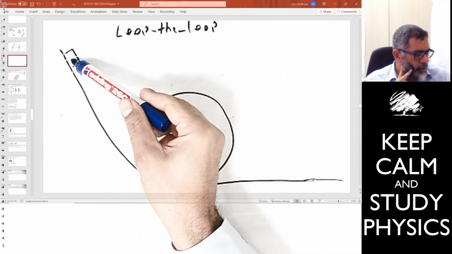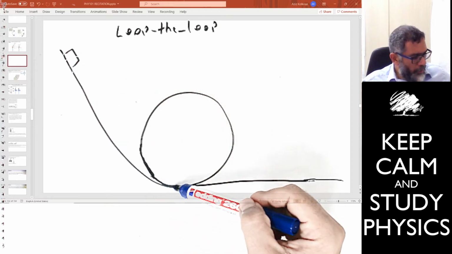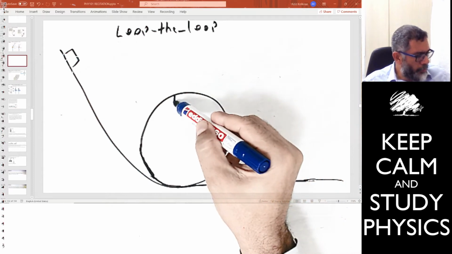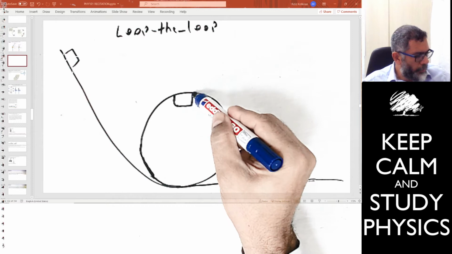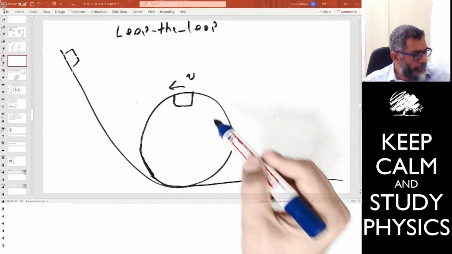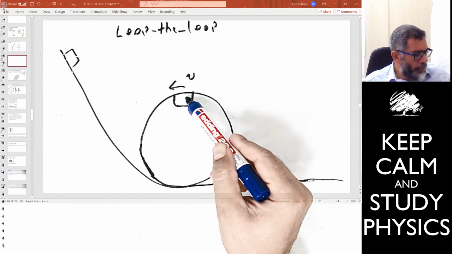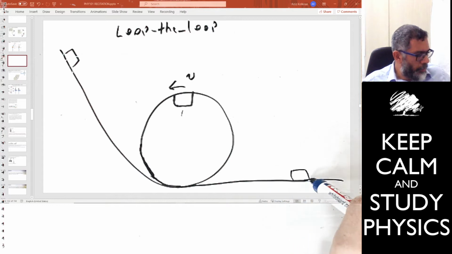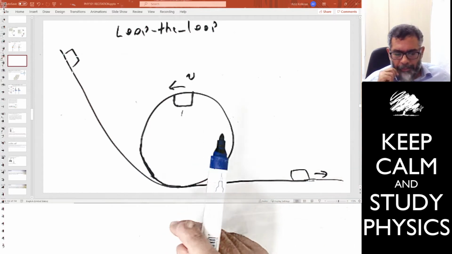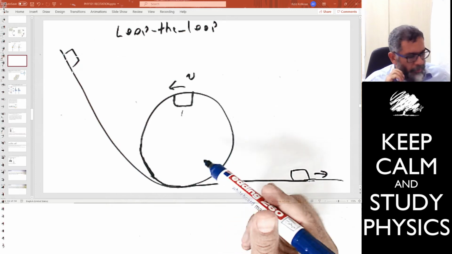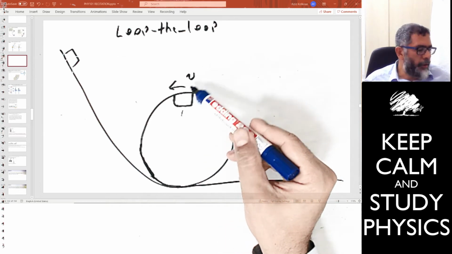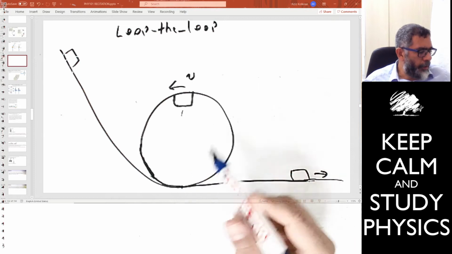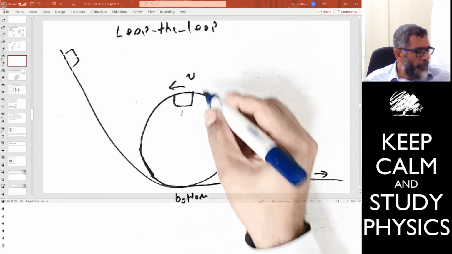So when you release an object, it enters this circular track, and suppose that it makes it to the top, obviously with some speed, and continues its motion in this direction without losing contact with the track. We're curious about what must be the minimum speed of the object right at the top of the track. This is the top point, this is the bottom.